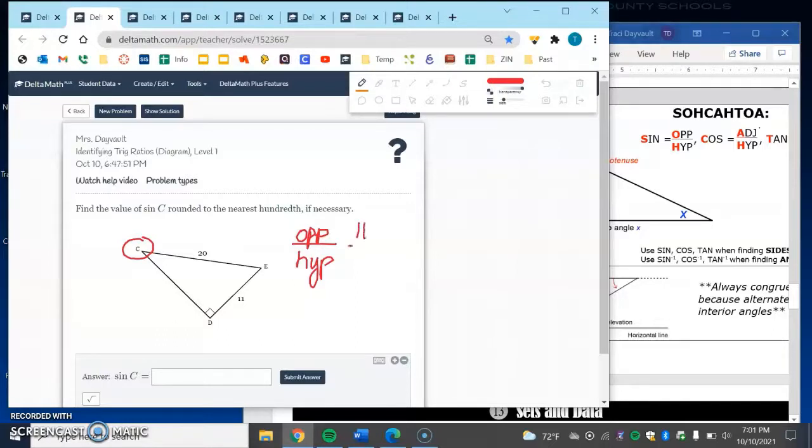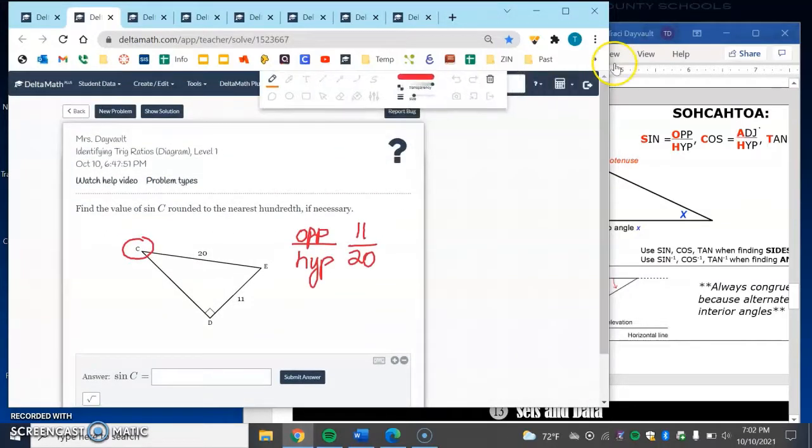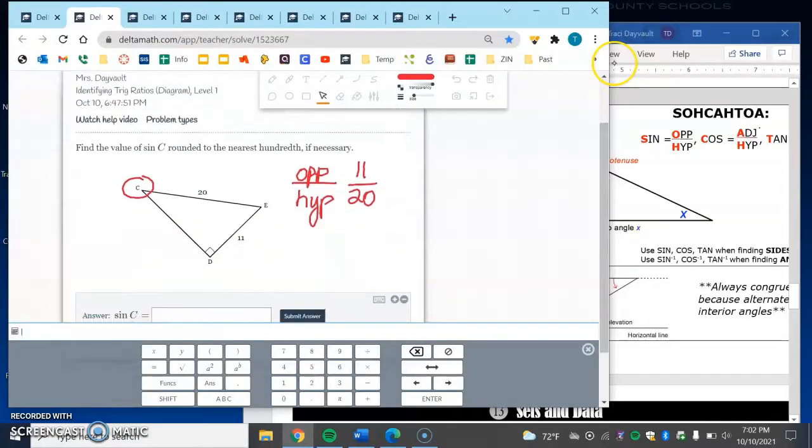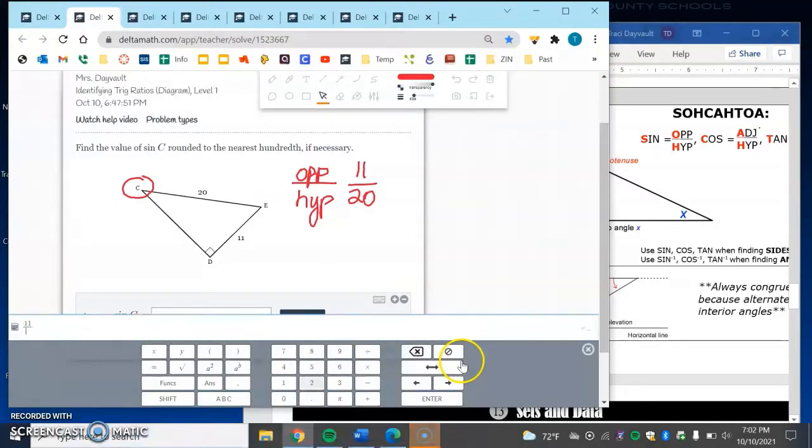11 is opposite from angle C, and the hypotenuse, what's across from the right angle, would be 20. So 11 over 20 would be opposite over hypotenuse. This time it wants us to put it as a decimal, so we can pull up the calculator, and you might need to round for these. So be careful if it's a fraction versus a decimal, make sure you're careful about that.